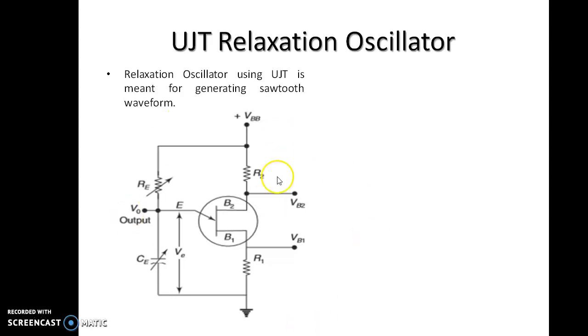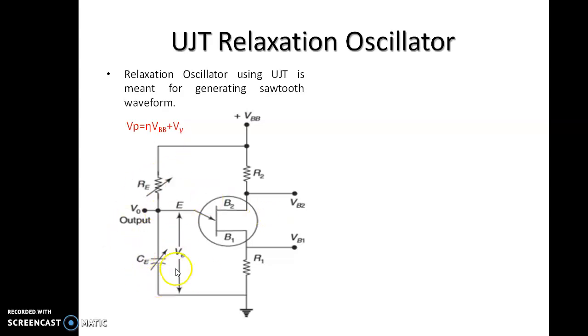It consists of a UJT and a capacitor CE which is charged through the resistance RE. When the supply voltage VBB is switched on, the voltage across the capacitor increases exponentially until it reaches the peak point voltage VP. Now what is VP? VP is eta VBB plus V gamma, where V gamma is the cutting voltage of the diode.